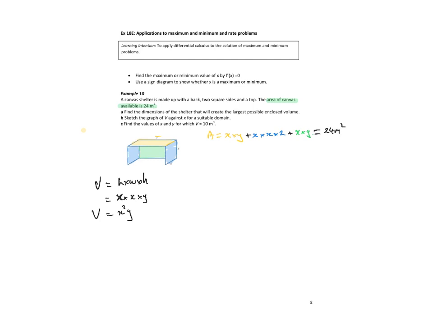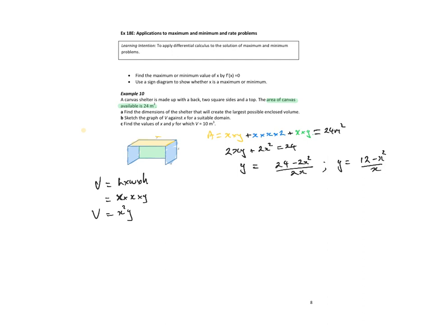So that means, what have I got? I've got 2xy plus 2x squared is equal to 24. So that means y is equal to 24 minus 2x squared over 2x, which means y is equal to 12 minus x squared on x. So there's my relationship for y.